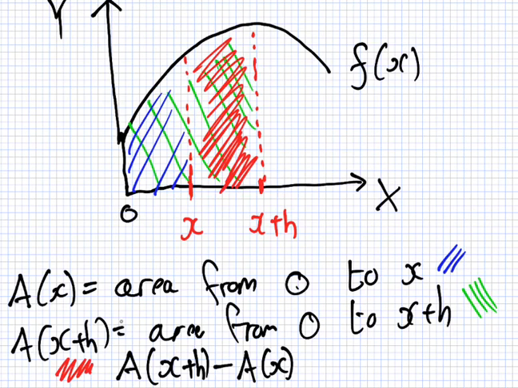No, because A(h) would be the area from 0 to h, which would be quite small. So it doesn't have anything like that. It's not A anything. I mean, it might turn out to be A(h), I don't think it will, though. But anyways, we'll just go ahead with this. A(x+h) minus A(x), that's this red area here.